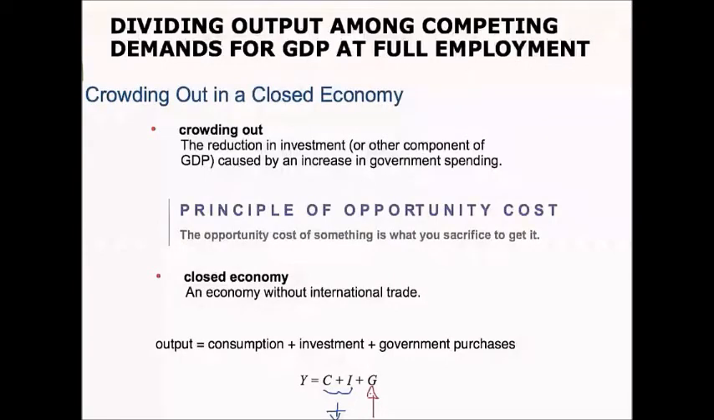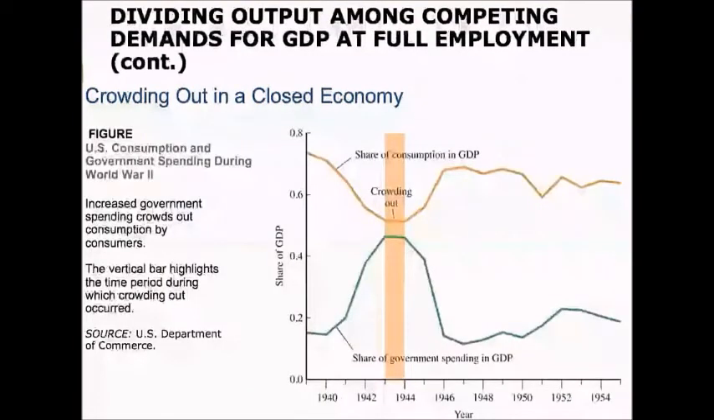This is called crowding out. It's a reduction in investment or some other component of GDP caused by an increase in government spending. And the reason this happens is because output in the long run, or in our classical model, is fixed at full employment. So when we get an increase in one component of output, the other components must fall. Generally, when we talk about crowding out, we're talking about a drop in investment.